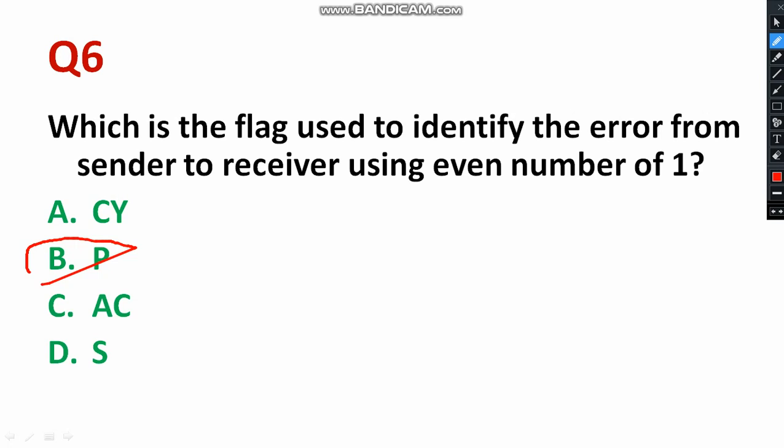Otherwise, sometimes you cannot open certain files. That is the reason. So that is the importance of the parity flag.